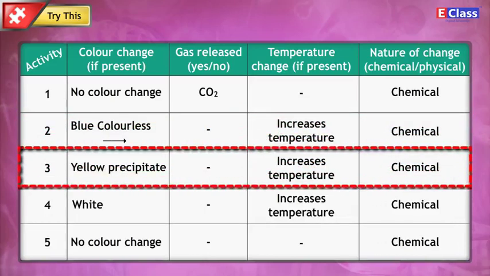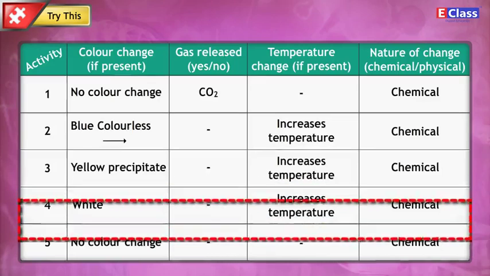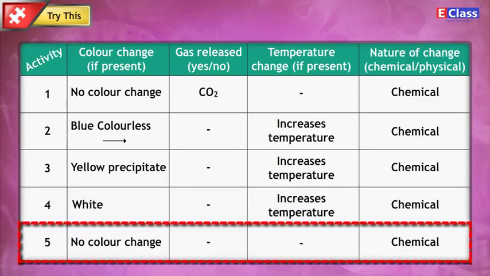Activity 3. Color change if present: yellow precipitate. Gas released: nil. Temperature change if present: increases temperature. Nature of change: chemical, physical, chemical. Activity 4. Color change if present: white. Gas released: nil. Temperature change if present: increases temperature. Nature of change: chemical, physical, chemical. Activity 5. Color change: no color change. Gas released: nil. Temperature change: nil. Nature of change: chemical, physical, chemical.